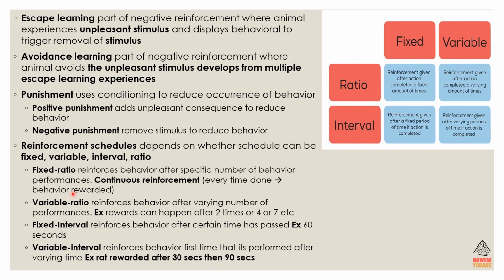Then you got variable ratio, which reinforces the behavior after a varying number of performances. So let's say every time a rat presses the button 2 times, I'm going to give him a reward. Every time he presses the button 6 times, I'm going to give him a reward. So something like that. So that's variable ratio.